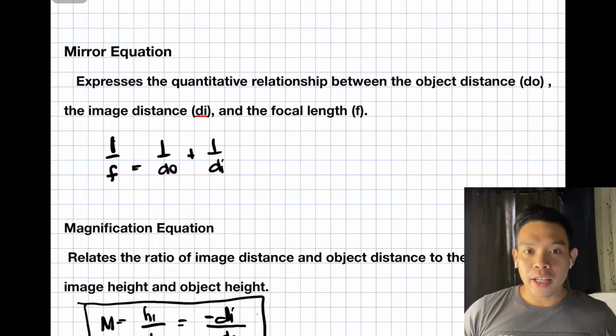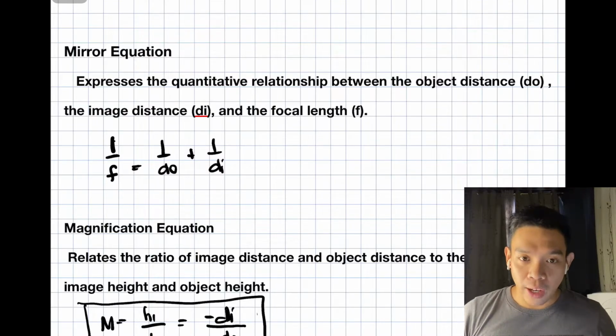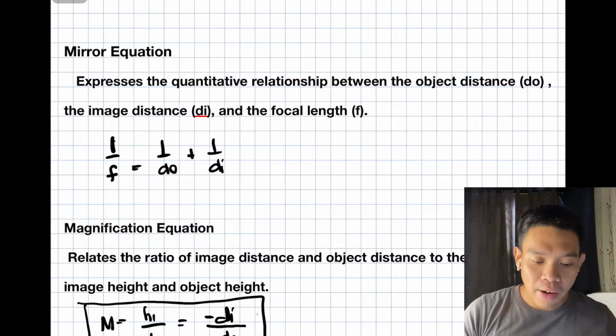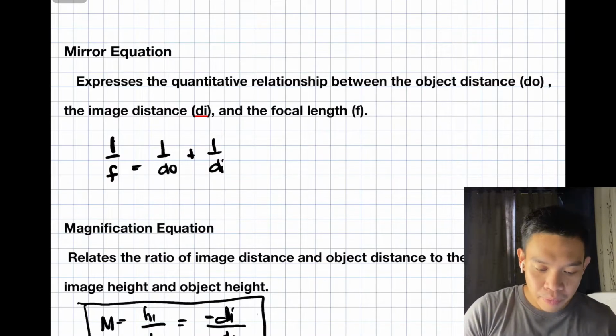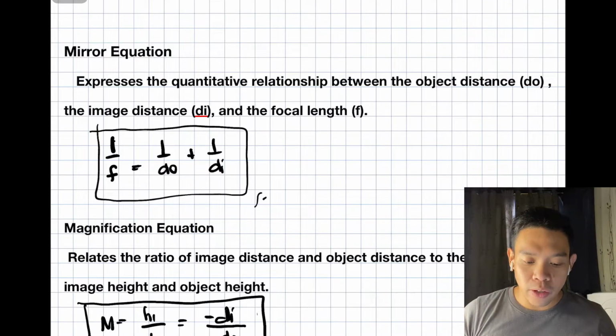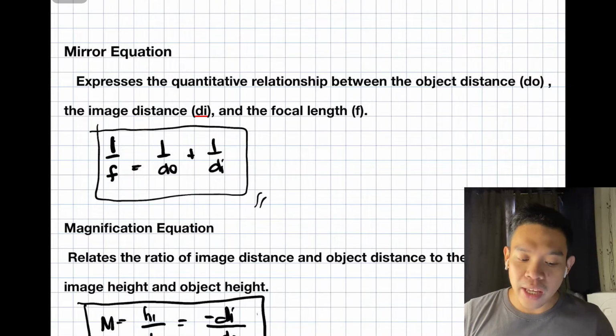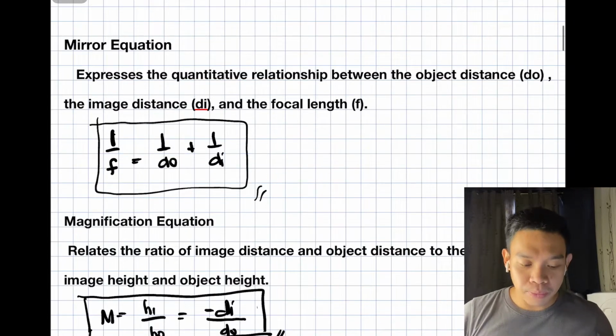The mirror equation expresses a quantitative relationship between the object's distance, the image distance, and the focal length. Here, we have our formula. The mirror equation is 1 over f is equal to 1 over dO plus 1 over di. dO stands for the object's distance, while di stands for the image distance.